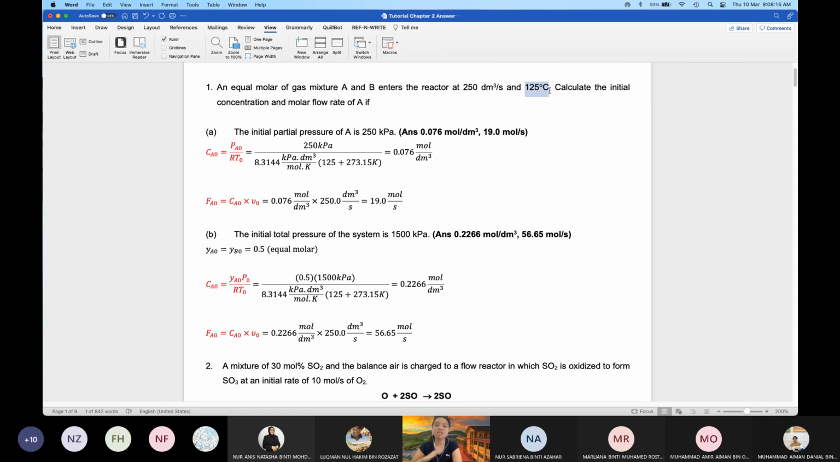For an isothermal reaction, iso means same, thermal means temperature.